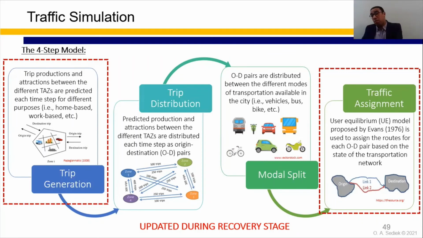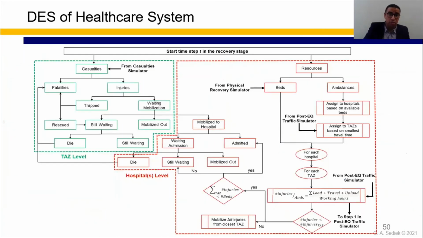For the traffic assignment, this step is updated to reflect the reduction in the capacity of the roads due to total blockage or partial blockage from the debris or the building damage. And these are changing during the recovery stage as the debris is removed and the bridges are repaired.